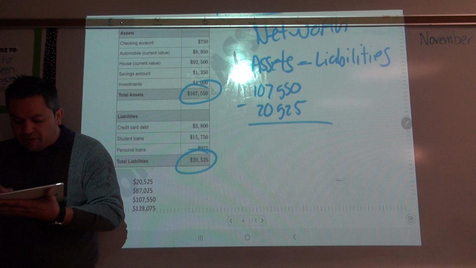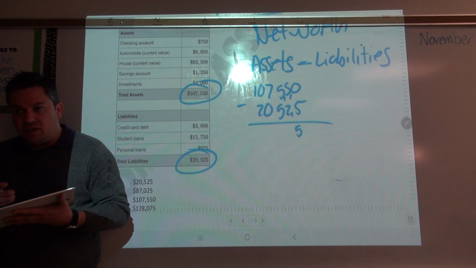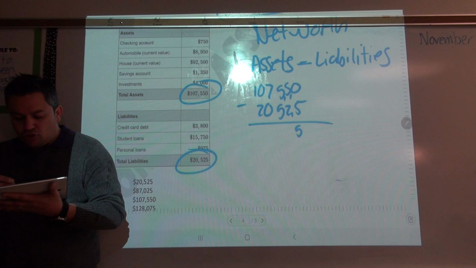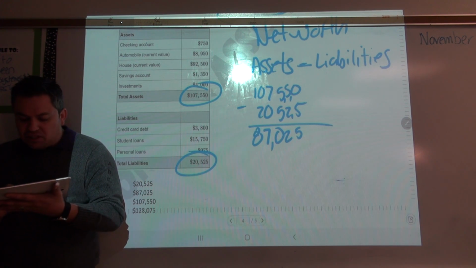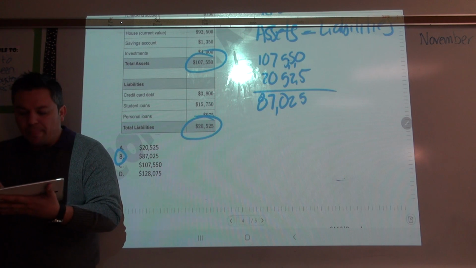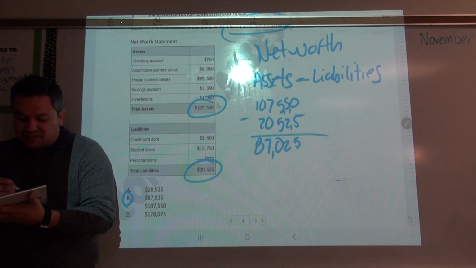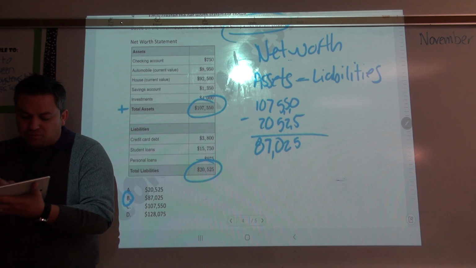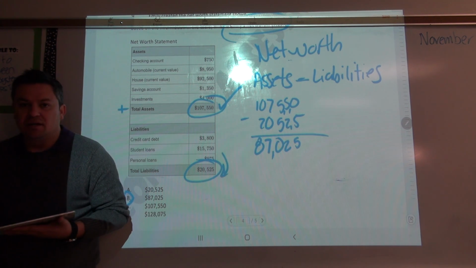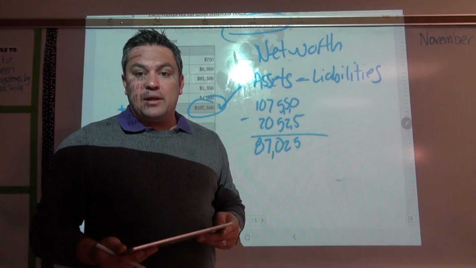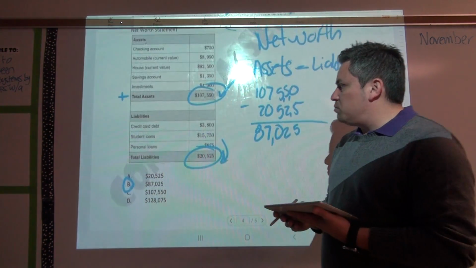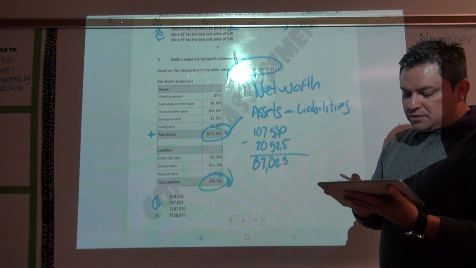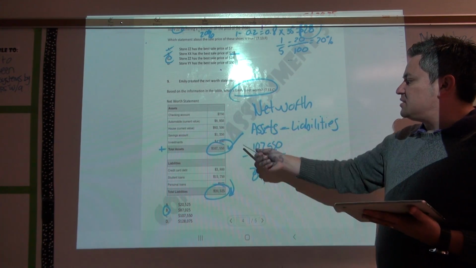So when you subtract, what do you get? 5, that's 3 to 15 is 2, 3 to 5 is 2, 0, 0, 7, and 8. $87,025 positive. The net worth for this one is positive because my total assets is more than the liabilities. If the liabilities would have been greater than the assets, then the net worth would have been negative. Any questions on this problem right here? Net worth is just assets minus liabilities.